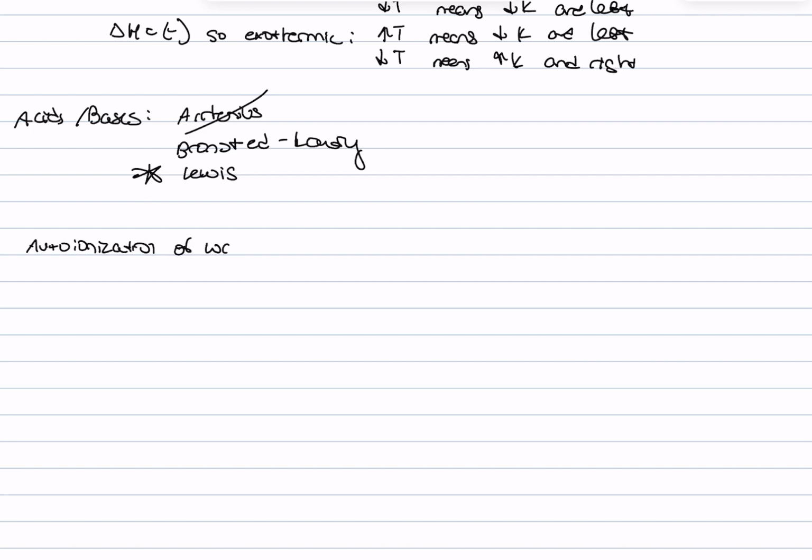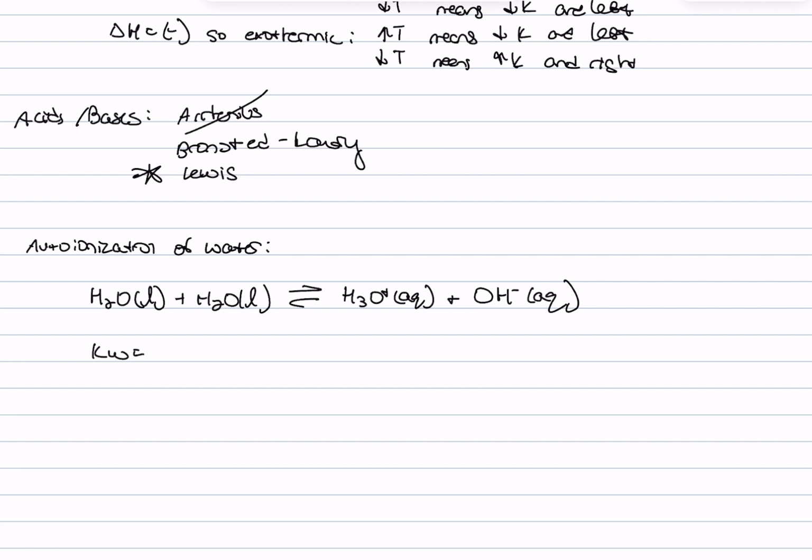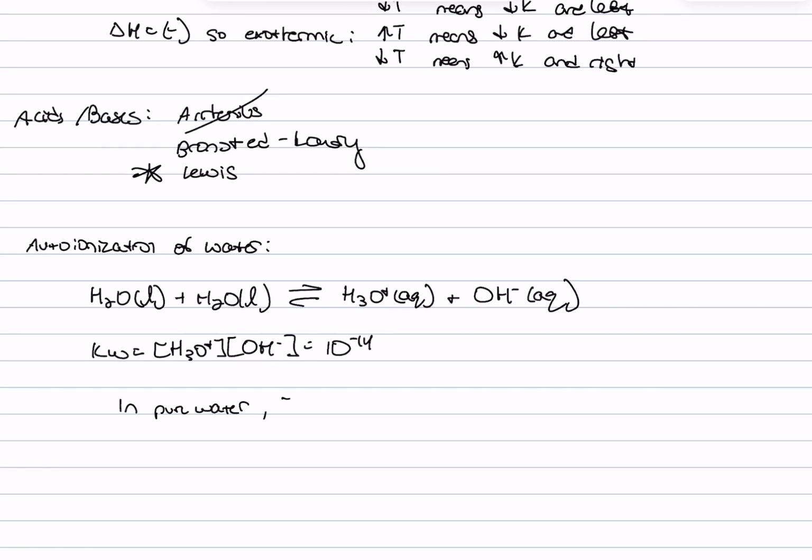Next, we're going to talk about the autoionization of water. So H2O liquid plus H2O liquid goes to hydronium aqueous plus hydroxide aqueous. And we know that Kw for water is equal to the hydronium ion concentration times the hydroxide ion concentration, which is equal to 10 raised to the negative 14. So in pure water, the hydronium ion concentration is equal to that of hydroxide, and that's equal to 10 raised to the negative 7 molar.